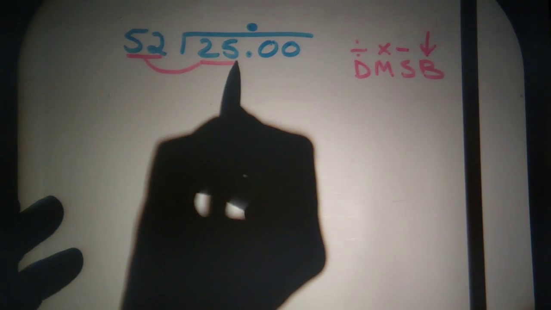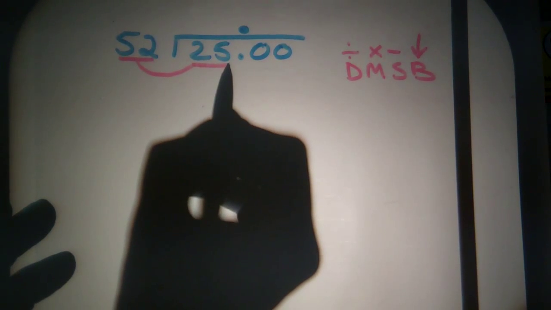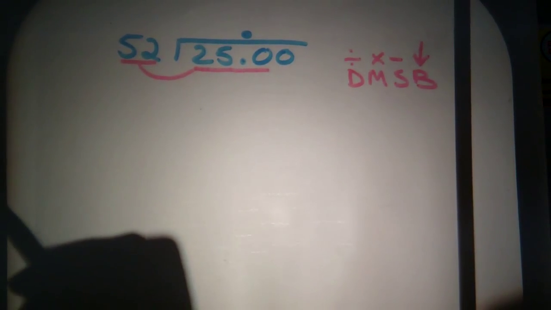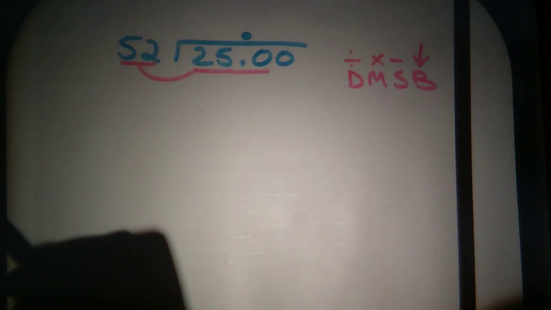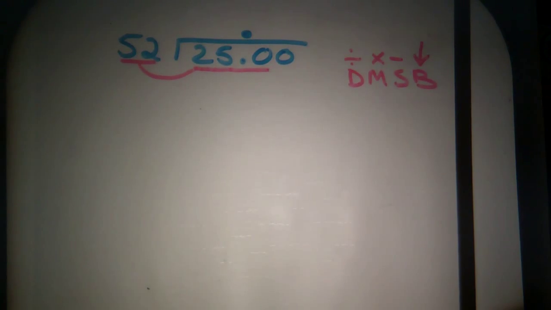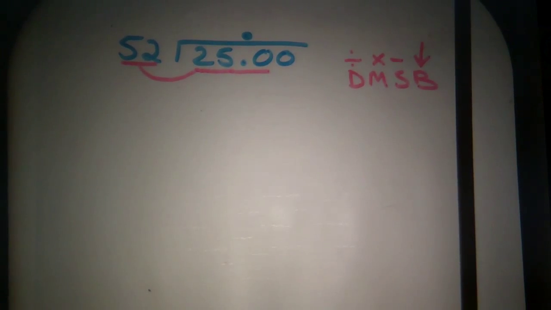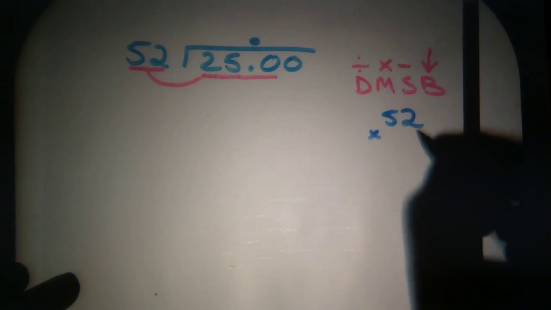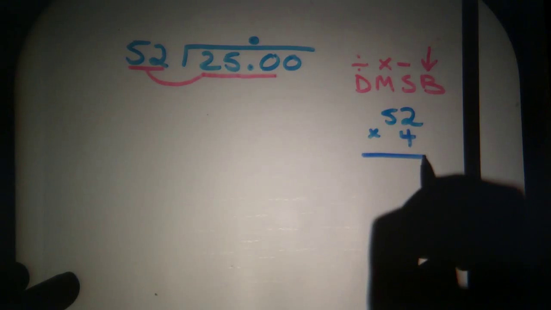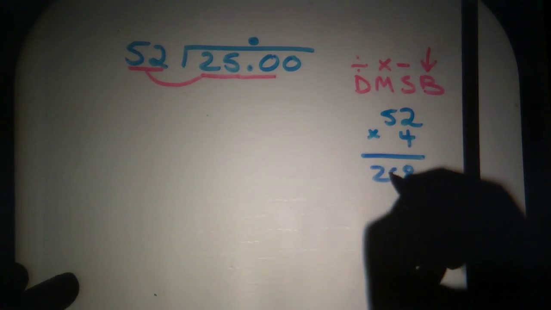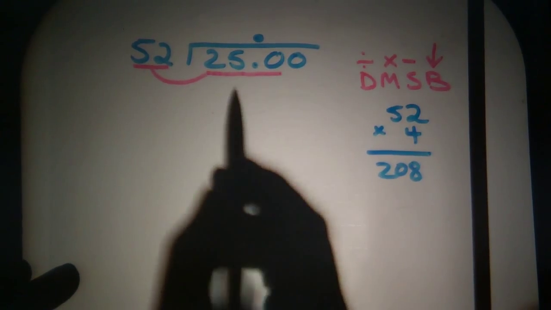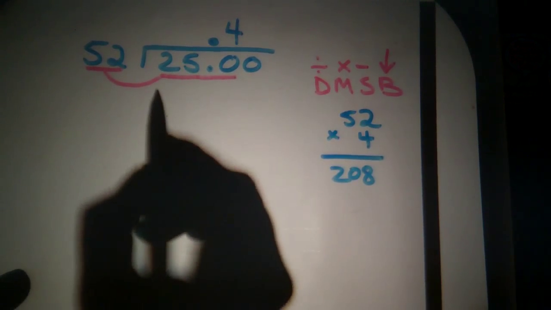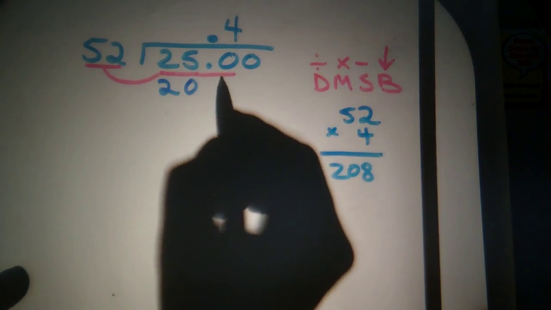Can I divide 52 into 25? No, not yet. Can I divide 52 into 250? Yes, I think perhaps that it will go in 4 times. Let's do a double check to see if that's correct. 52, multiply it by 4. That's 8, 20, 208. So yes, we could put 52 into 250 4 times. That's what mom told us to do, which is multiply.